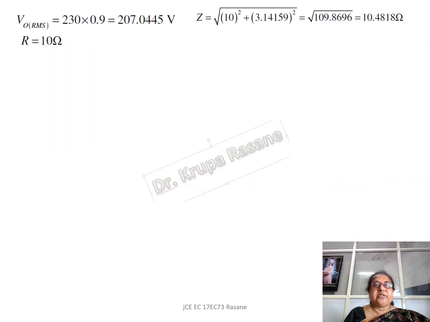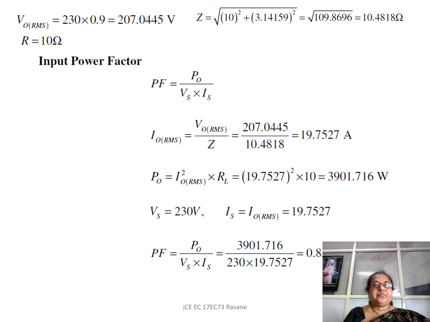So we got V naught RMS as 207, right? We just evaluated. We know the impedance value as 10.48 and the resistance as 10 ohms. Okay. And to calculate the input power factor, we know input power factor is output power upon input power. And output power is V naught RMS and I naught RMS, where output current I naught RMS is equal to output voltage RMS upon impedance. So we know both these values and I get I naught RMS.